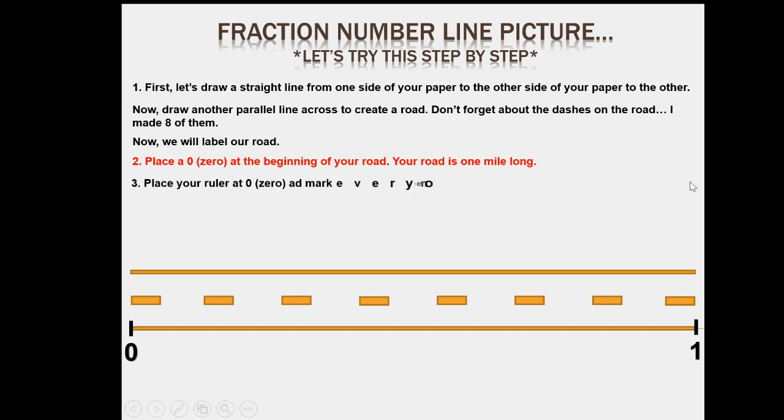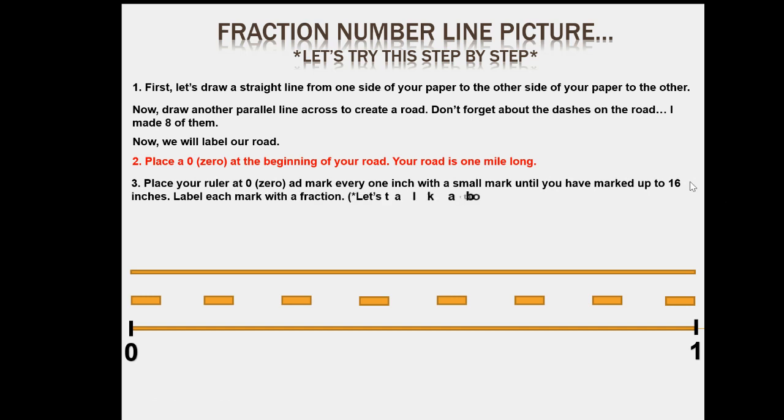So next, this is where it gets a little bit tricky. It says place your ruler at 0 and mark every inch with a small mark until you have marked up to 16 inches. Label each mark with a fraction. Just like we went over this morning, it's going to be kind of difficult because I know some of you use just regular computer paper turned to landscape, and that's not 16 inches. It's like 11 inches or so. And my computer screen is only about 9 inches for what you can see. So you don't have to use 16 inches.